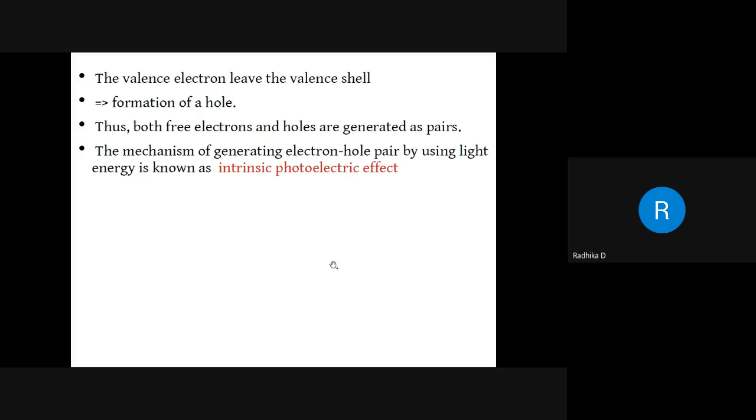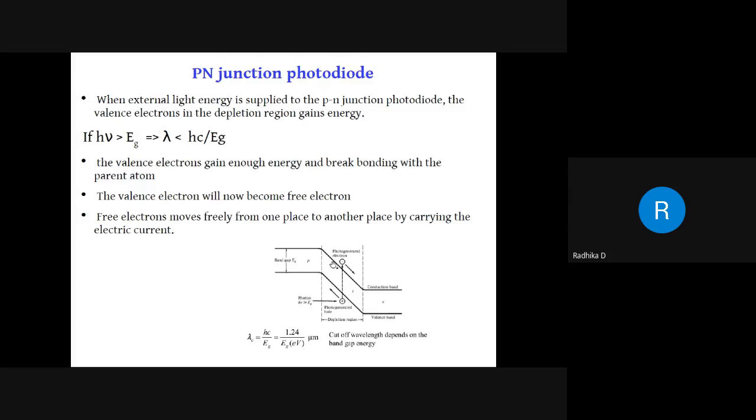The only thing is this is not a metal now, it's a p-n junction diode, a specially designed, specially manufactured p-n junction diode, which takes light and produces current. But there is a condition here.